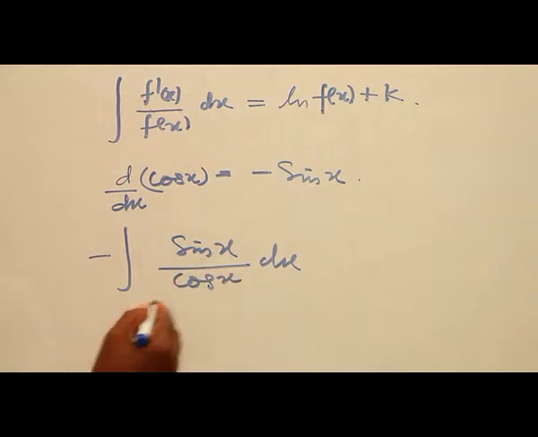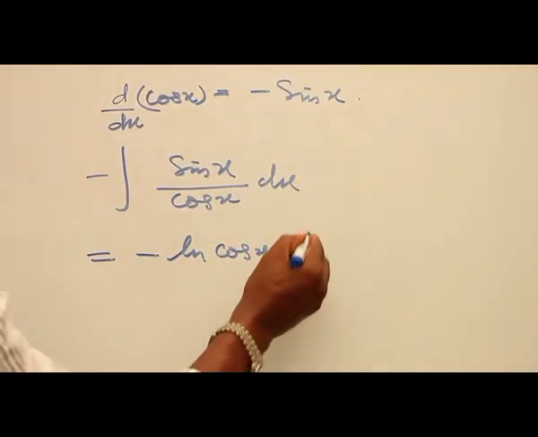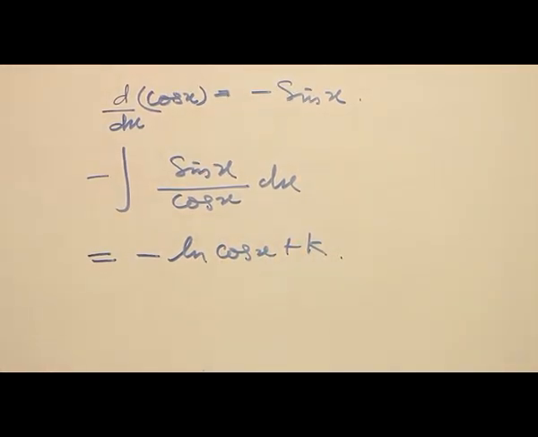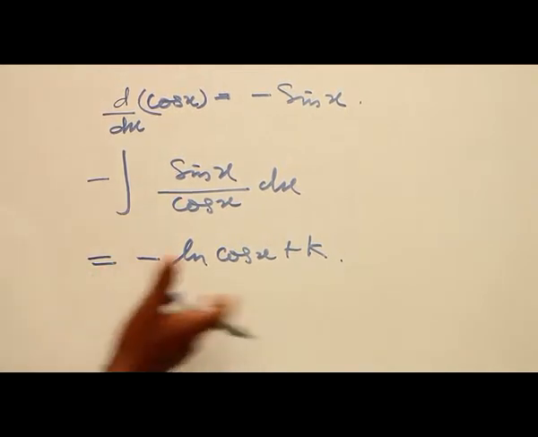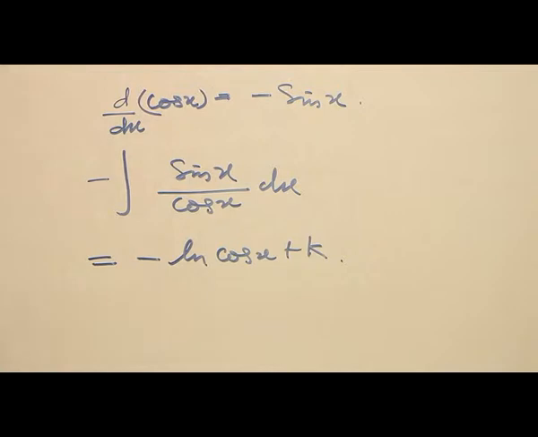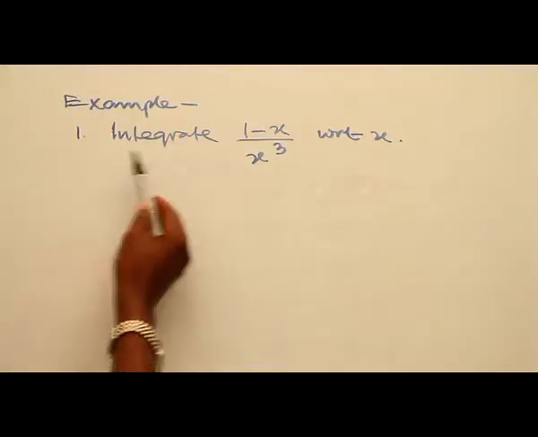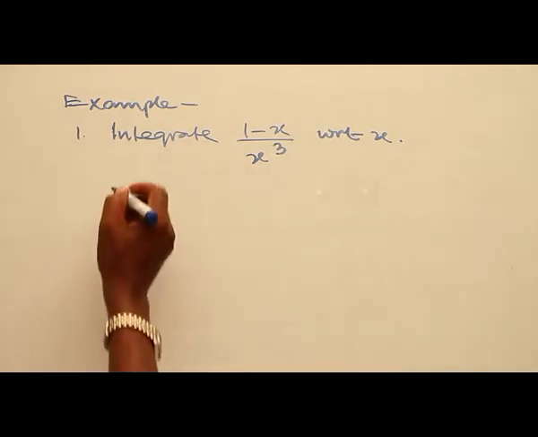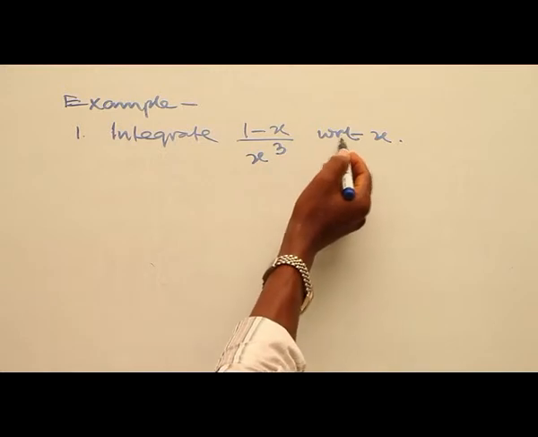So the result is equal to the value we have, minus the logarithm of cos s, plus the constant of integration. Take note of that. Sometimes the questions will just come and you can simply solve it the way I have discussed it now. Now we have an example under this discussion: to integrate (1 minus s) all over s cubed with respect to s.